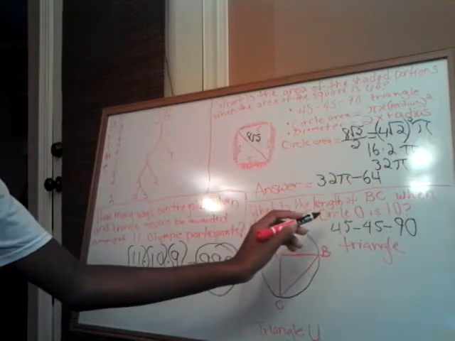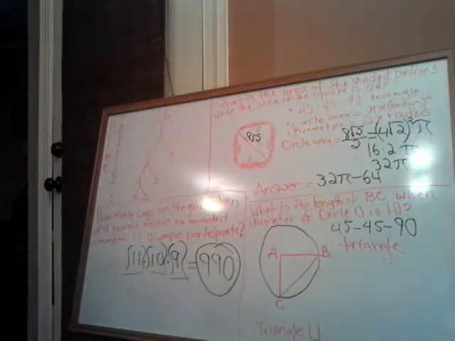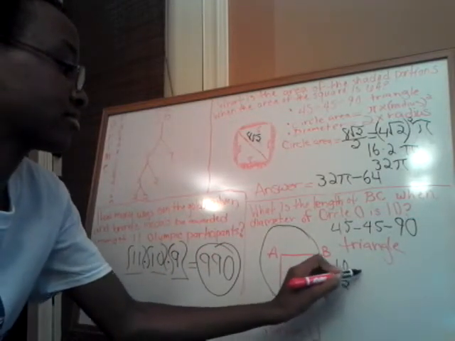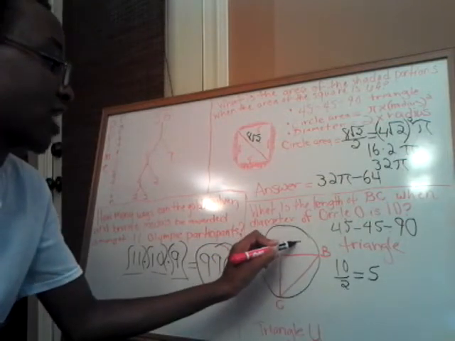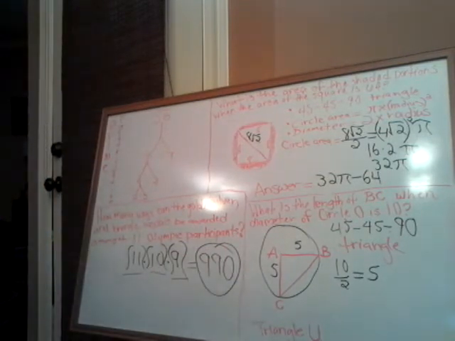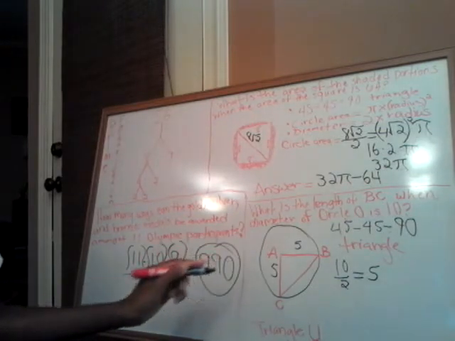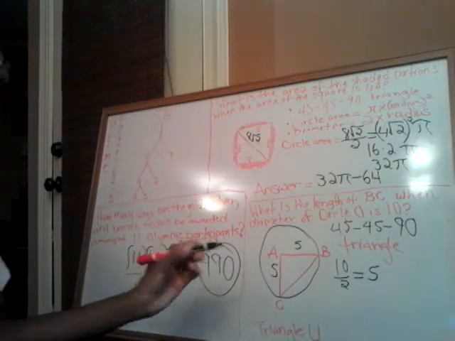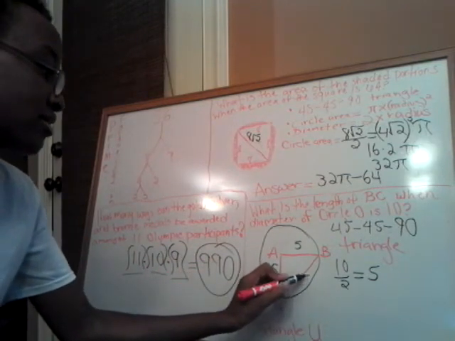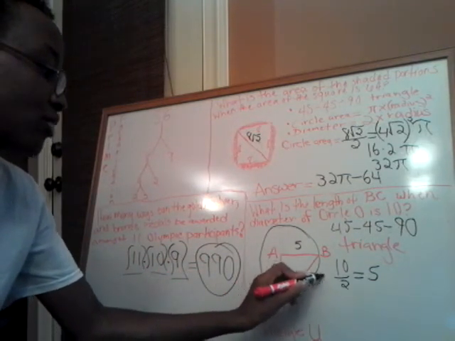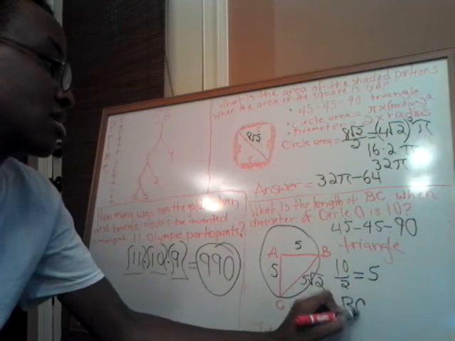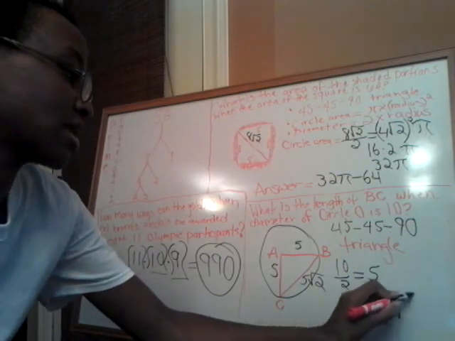So this problem is telling me that the diameter of circle O is 10. And if I know that the radius is half of 10, then I know that the radius is 5. So I put a 5 right here, and I put a 5 right here. And given what I know about the 45, 45, 90 degree triangle, anytime the two sides other than the hypotenuse are the same, that means the hypotenuse is going to be this number times the square root of 2. So in this case, I've gotten for my answer, BC equals 5 times the square root of 2.